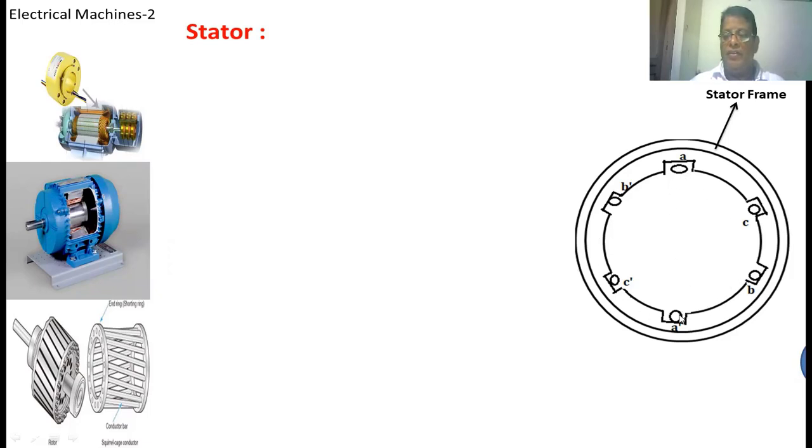This is the A phase, A dash is given to the A phase. B dash is given to the B phase. C dash is given to the C phase. Stator core, stator slots, stator winding.